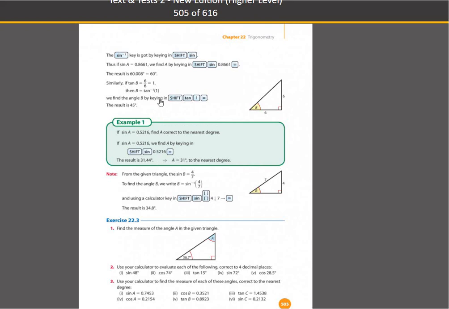Oh, is that the one? No, that's not inverse. One second, I'll pause this and I'll come back in and get the right one.